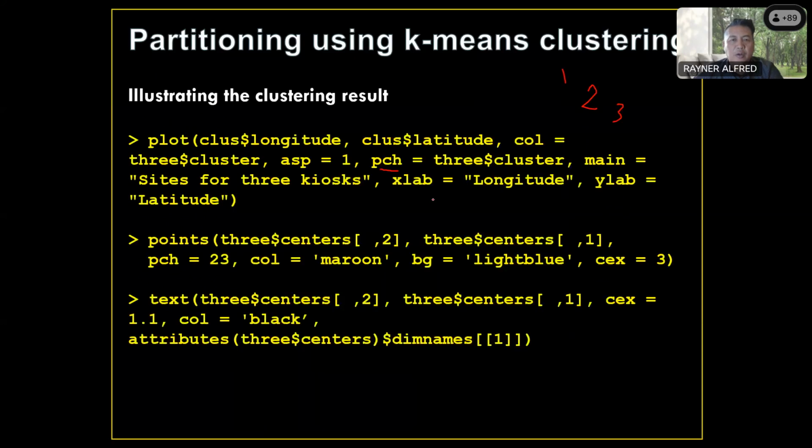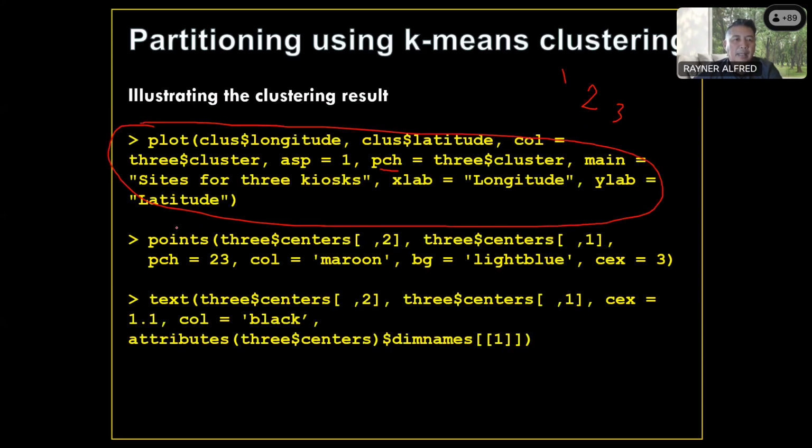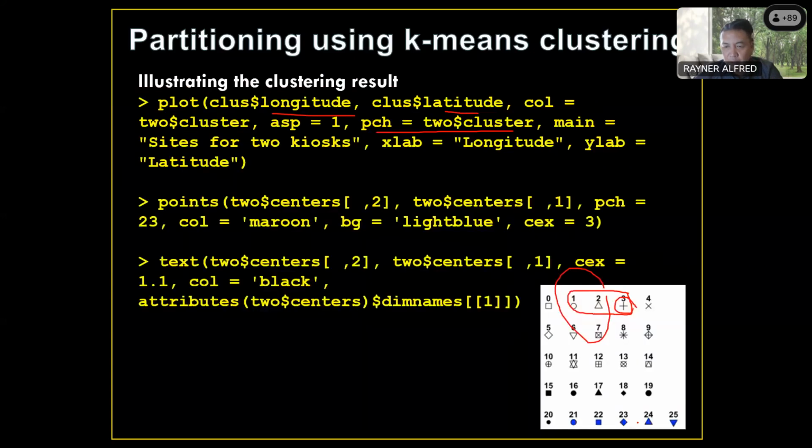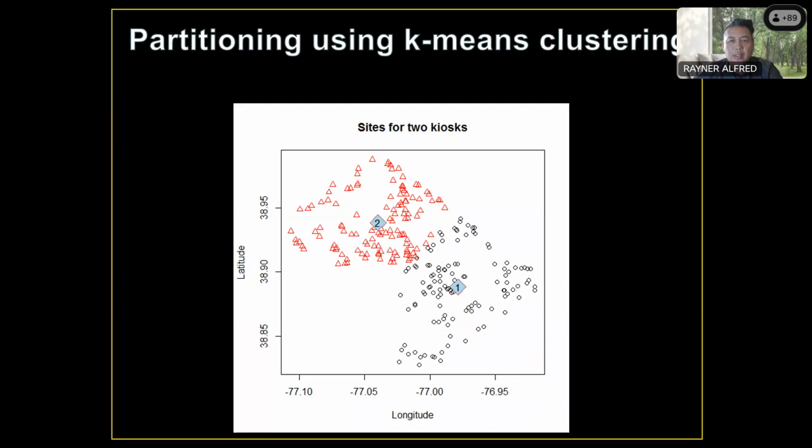Okay. So the first one is plotting all the members, and the second one is plotting the center. So we have the 3 centers here, and this is the symbol that we're using. The symbol will be 23, which is this. Okay, so 23, the color is maroon, and the background is light blue.